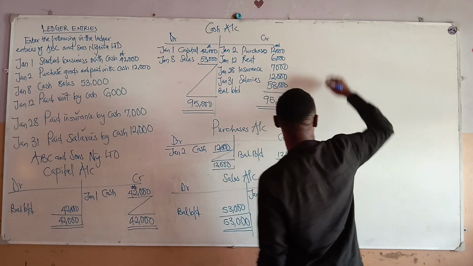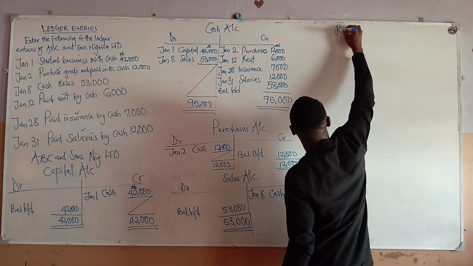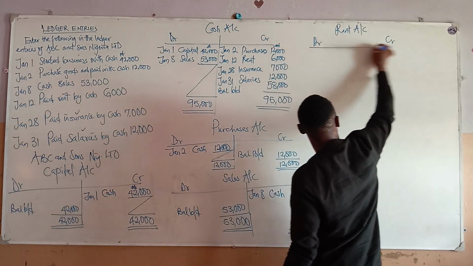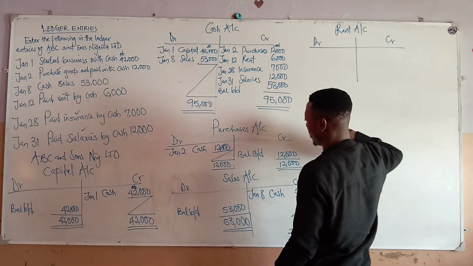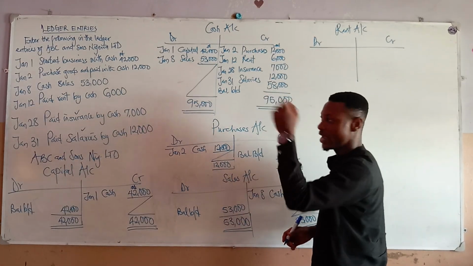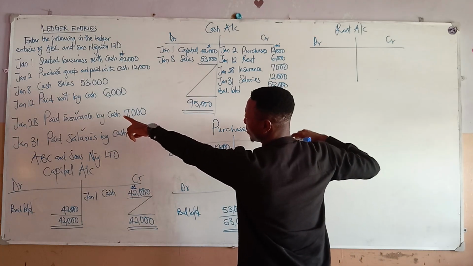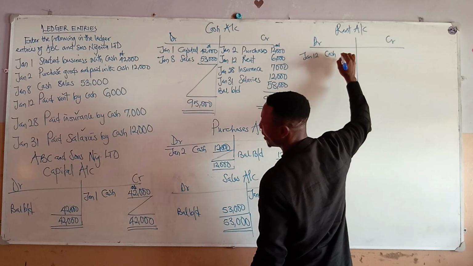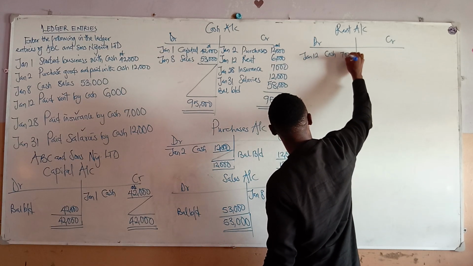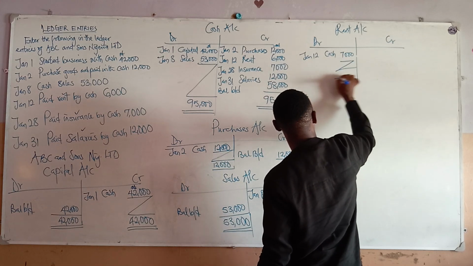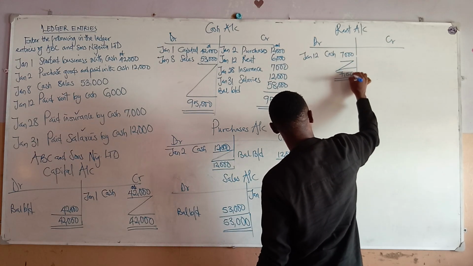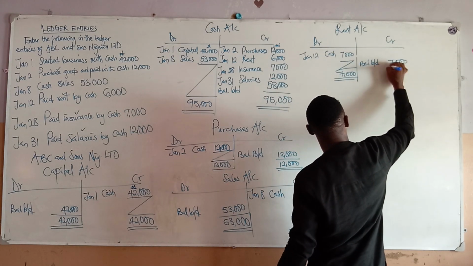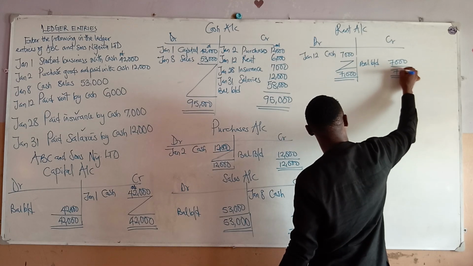We have the rent account. This is my rent account. This is debit. This is credit. Now rent is an expense. Expenses go where? To the debit side. So my expense is January 12. We paid rent by cash. The amount of cash that was paid is 7,000. So I'll close my account. 7,000. My balance brought down is 7,000. Then we close 7,000.